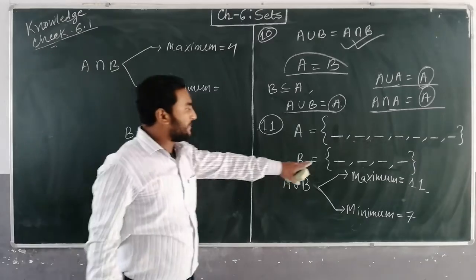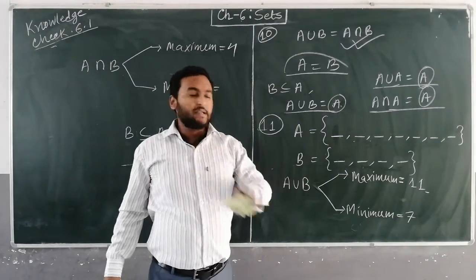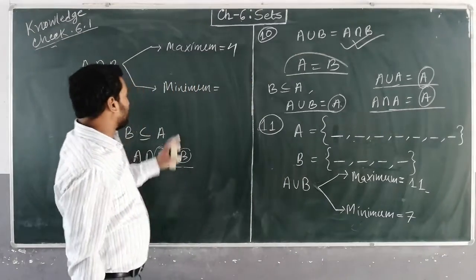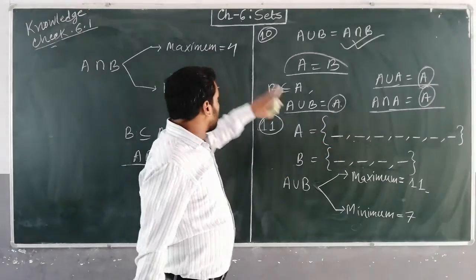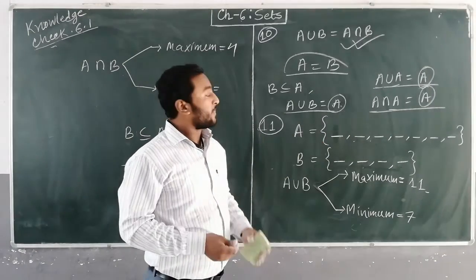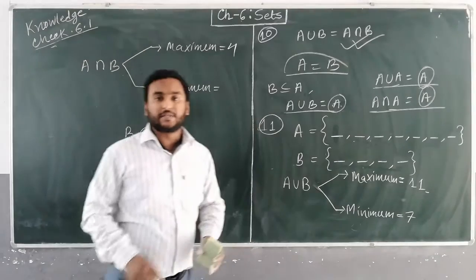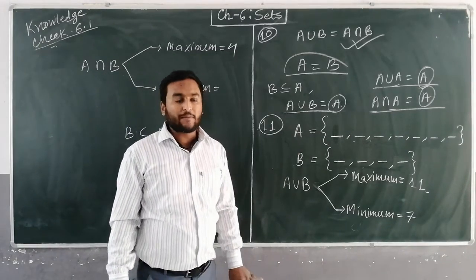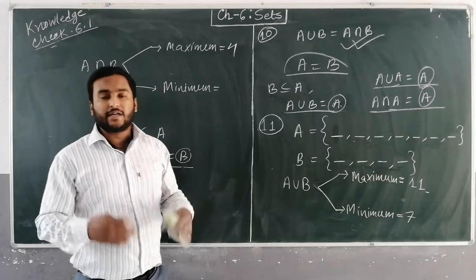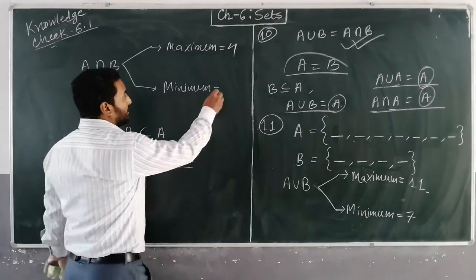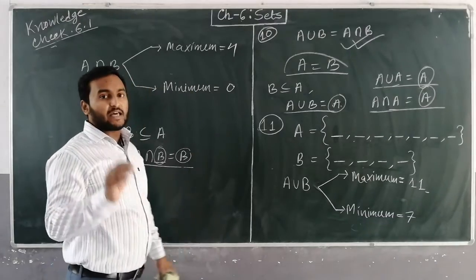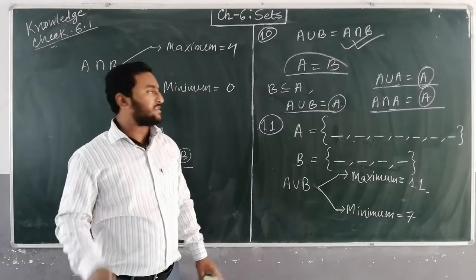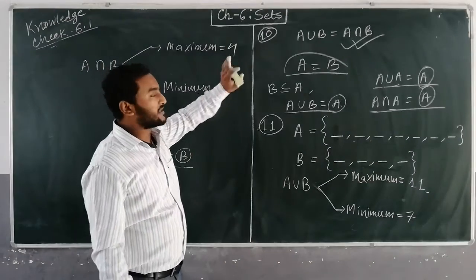If 3 elements are common, there will be 3 elements. If 1 element is common, there will be 1, but the maximum is 4. And what will be the minimum? The maximum is 4, then maybe 3, maybe 2, maybe 1. But if these two sets are disjoint, meaning there is no element common between them, then their intersection will be phi, the empty set, which has 0 elements. So the minimum is 0 and the maximum is 4.